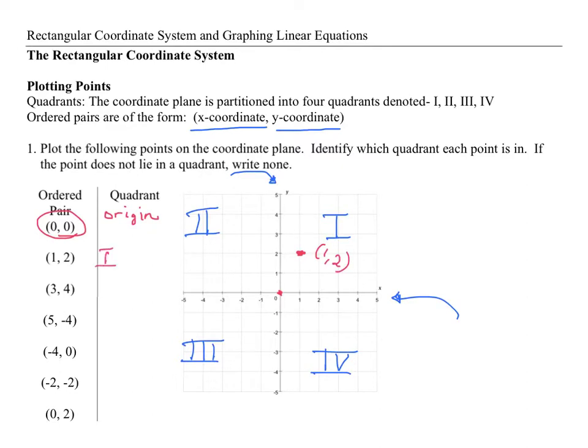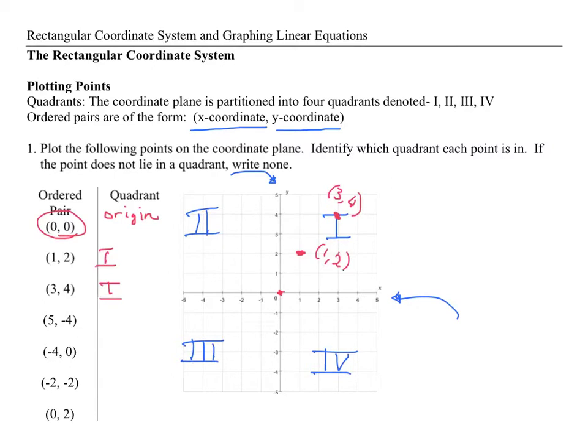3, 4 is my next one. I start right at the origin, I'm going to go to the right 3, and that gets me right here on my x-axis, but that's not the point. That would be 3, 0. But now I have to go up 4. 1, 2, 3, 4. And that's the point, 3, 4. And that is also in quadrant 1.